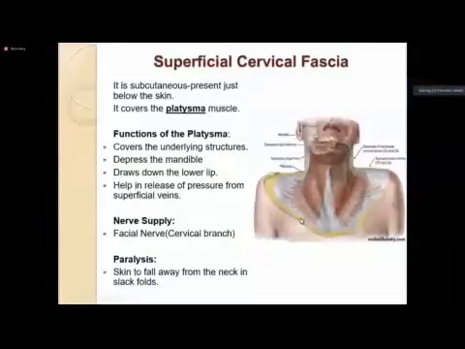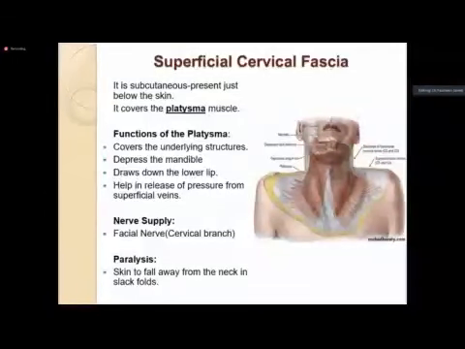It depresses the mandible, it draws down the lower lip, and it helps release pressure from the superficial veins. This is very important when we talk about its functions. It is supplied by the cervical branches of the facial nerve. In case of paralysis of this muscle, the skin falls away from the neck in slack folds. So the skin appears smooth because of this platysma muscle.